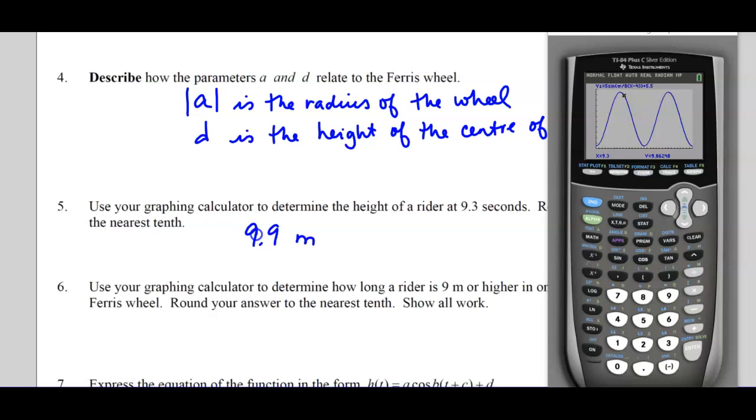Then use your graphing calculator to determine how long a rider is 9 meters or higher in one full revolution. So that's your height value. So that's a Y value in your calculator of 9. So graph that. And we want just in one revolution. So we just want the difference here. So I'm going to find the intersection.